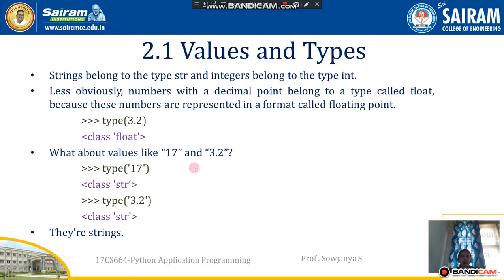So what about the values 17 and 3.2 when they are enclosed within quotes? Make sure that whatever you write within single quotes or double quotes is considered a string. Strings are represented within quotes. That is why it shows the class as string, and that is why we say they are strings. That is how we can find out the type of any value.